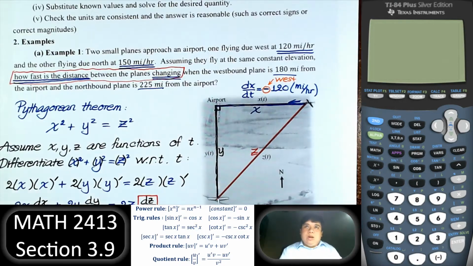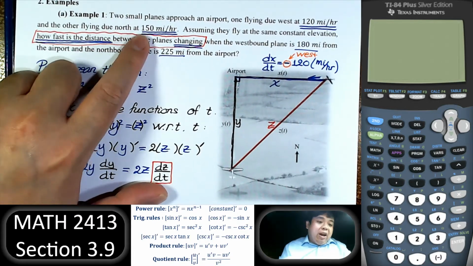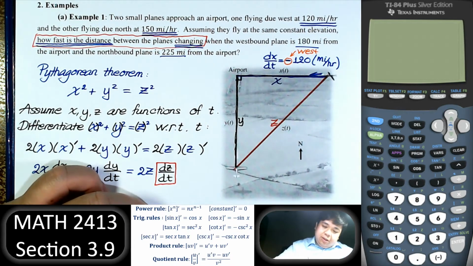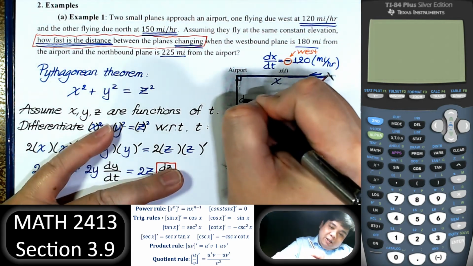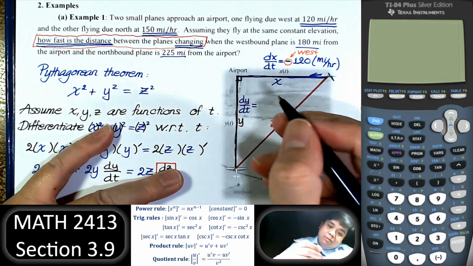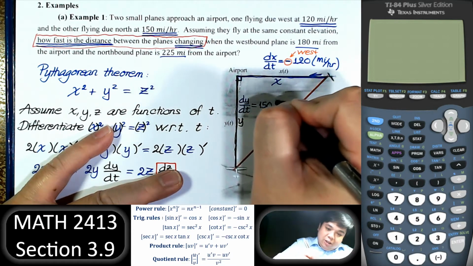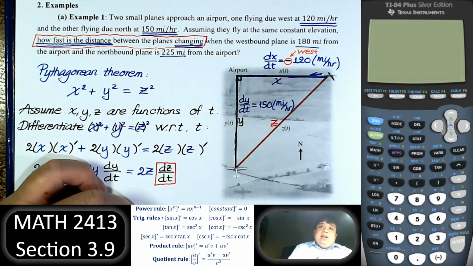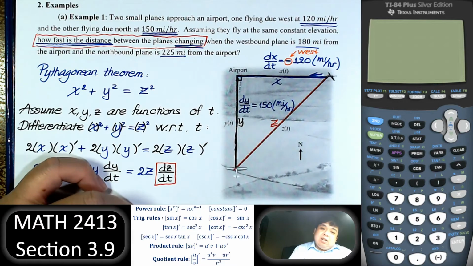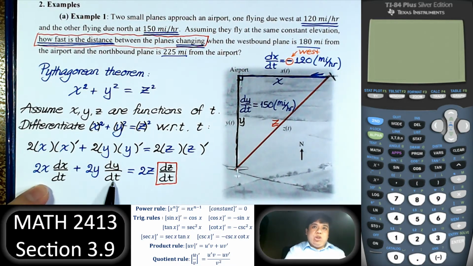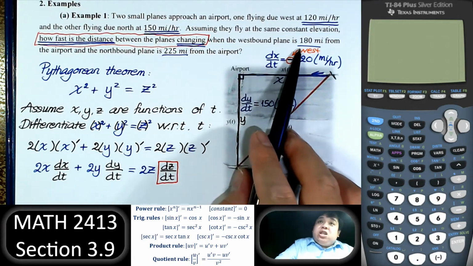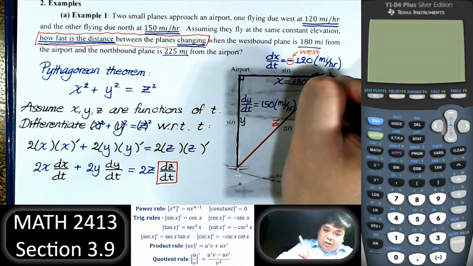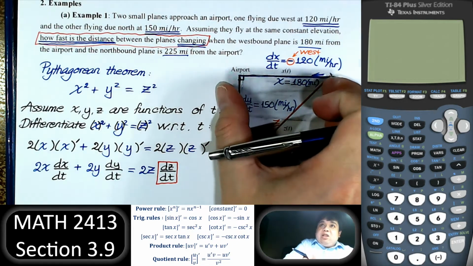The one that flies north is 150 miles per hour. So this one going up is going to be positive. So we have dy over dt is positive 150 miles per hour, because anything that goes up or to the right is positive, and left and down is negative. So that is dx over dt and dy over dt, so we know those two, which is good. When the westbound plane is 180 miles from the airport, x is 180, which is also good. It is positive because it is on the right.